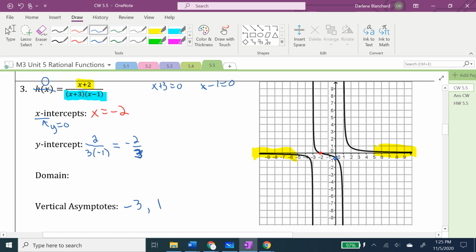And let's look at the graph. -3, +1, that looks about right. And then the domain: -infinity to -3, -3 to 1, 1 onward.